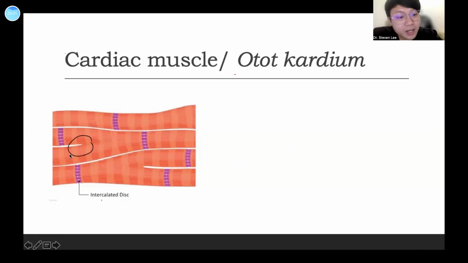Nampak tak? Dia ada intersection. Macam dalam gambar ini, you can see there are 2 strands of muscle that connect together. So that is a typical appearance of cardiac muscle. Cardiac muscle dia akan ada interconnection. Kalau you tengok otot ranker, they will be all straight. They will be parallel. They won't intersect. Okay? So this is the biggest point to see.